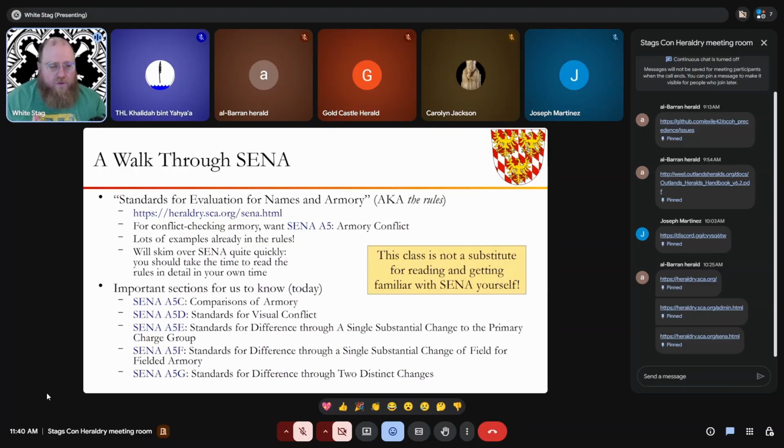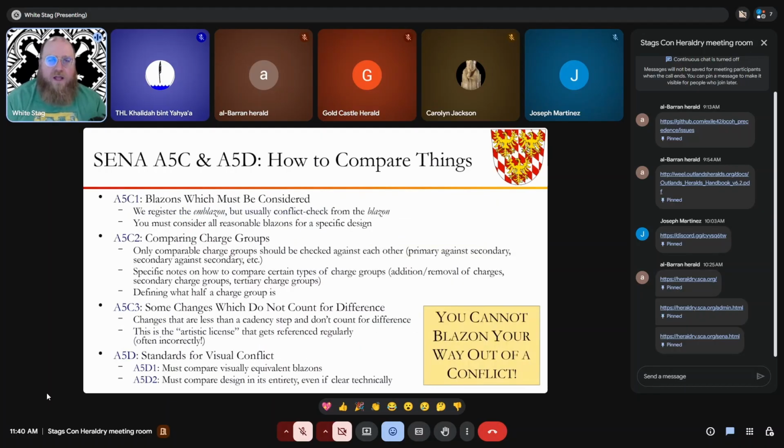So we're going to go through the 5 major sections that are relevant to conflict checking armory: A5, C, D, E, and F. We'll talk through each of those in turn. So A5, C, and D talk about how to compare things, so what blazons you have to consider. Specifically, we register the image, but we conflict check from the blazon. So you have to consider all reasonable blazons for a specific design.